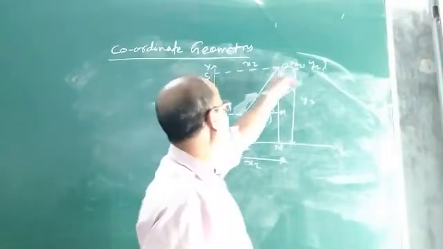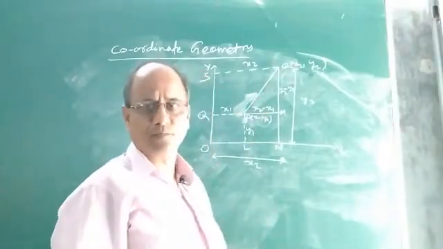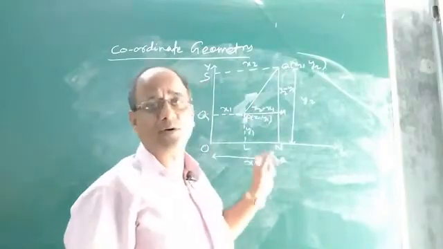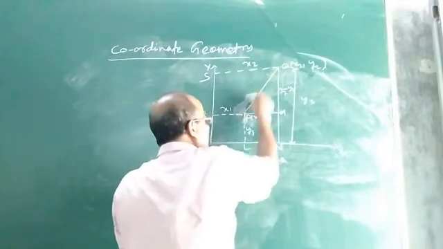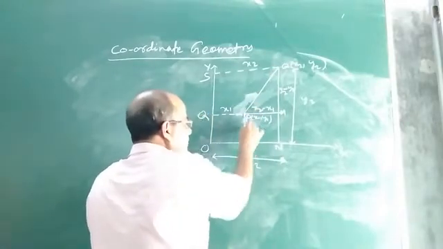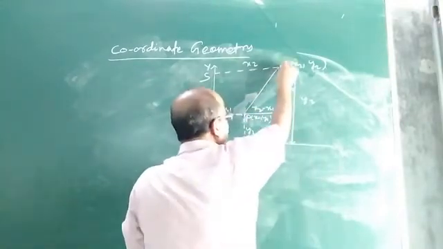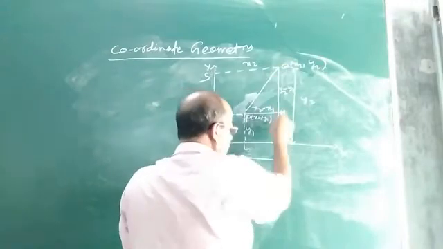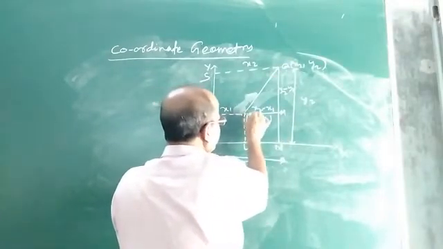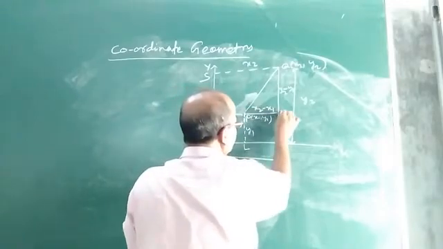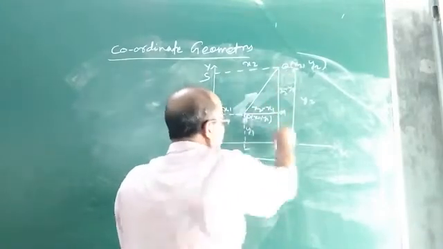Now how to find the length of PQ, or the distance between P and Q. In order to find the distance between P and Q, you draw perpendicular PL to the x-axis, and draw perpendicular QN to the x-axis. Then from this point, you draw another perpendicular, suppose PL, to the line segment QN.